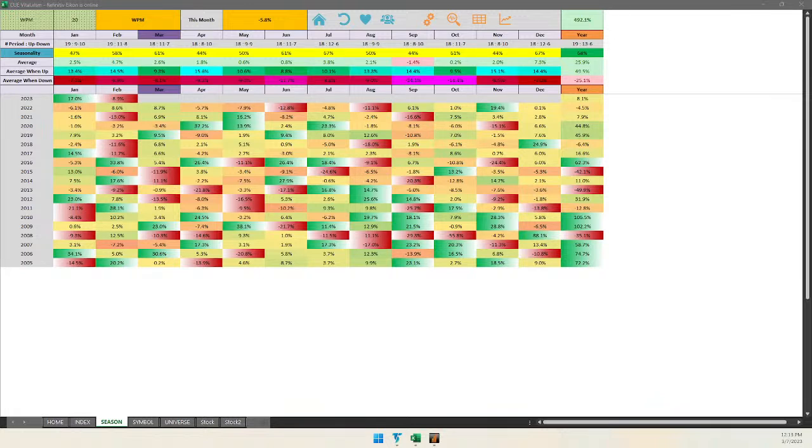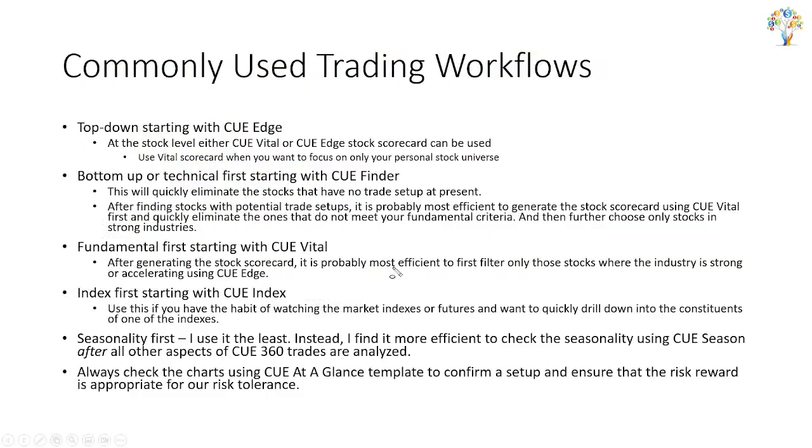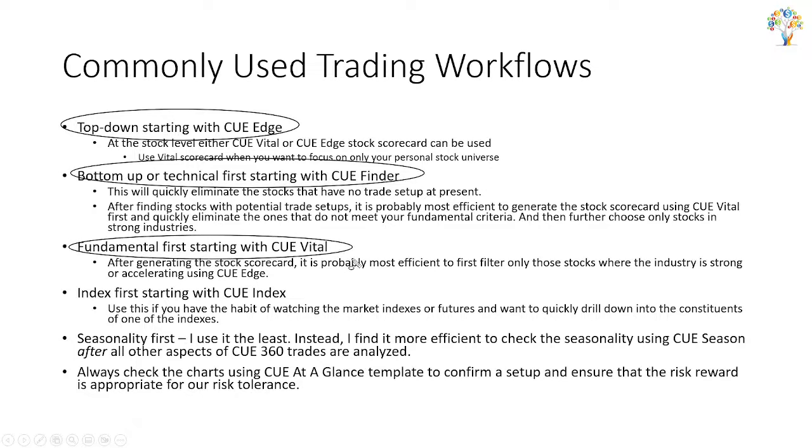Okay, I think I have covered everything. Let's go back to what I wanted to cover. Top down, starting with Q edge. We have done that. Bottom up or technical first, starting with Q finder. Fundamental first, starting with Q vital. Index first, going with Q index. Seasonal first, as I mentioned, I don't use, not efficient.